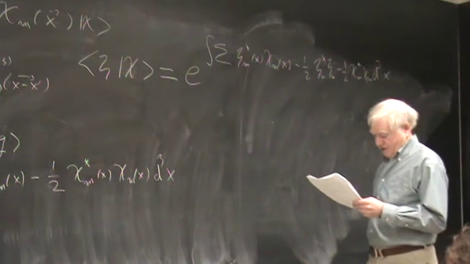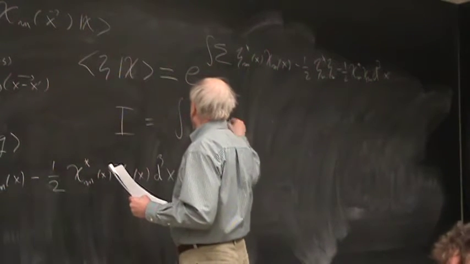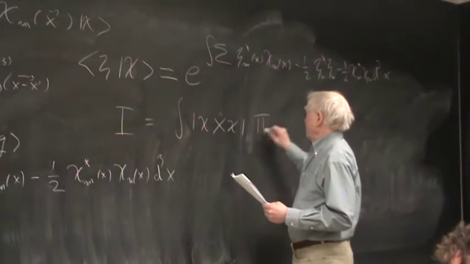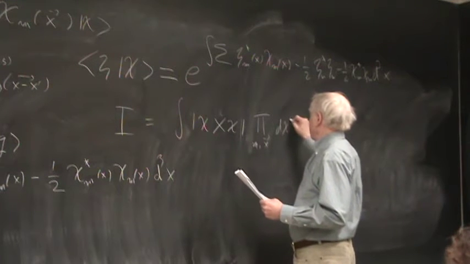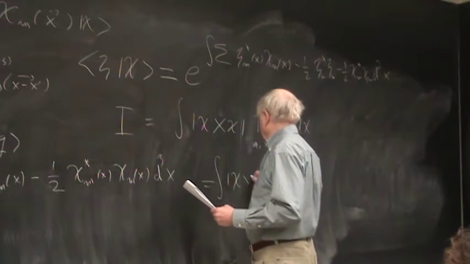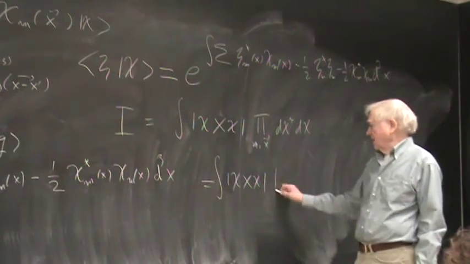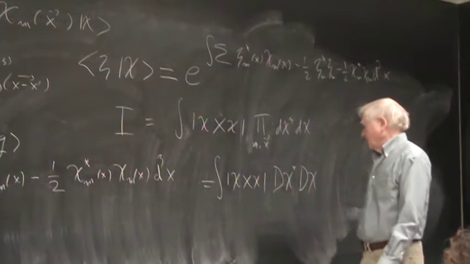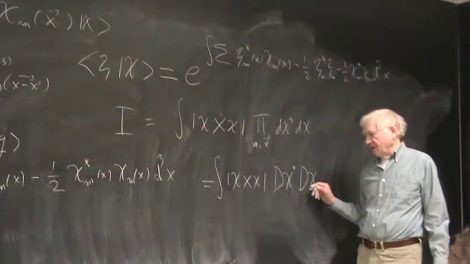So that's the inner product. And now the identity operator is an integral of |chi><chi|, and now it's the product over all m and x of d chi star d chi, and we're going to write that as |chi><chi|. And I guess we might as well write it. By the way, this is the way the path integrals are going to be written for fermionic fields.